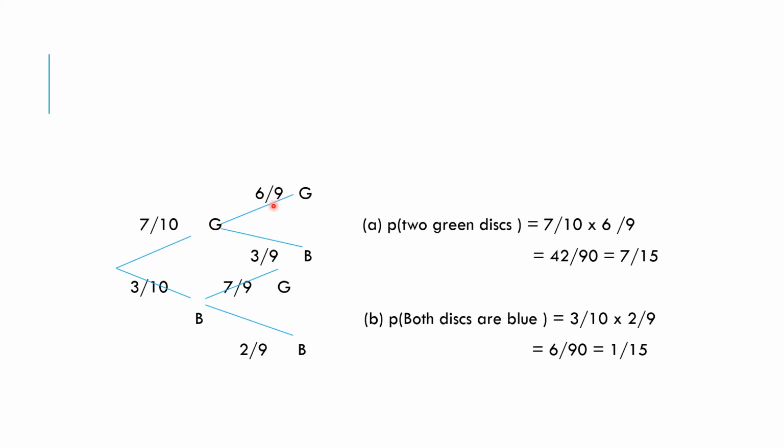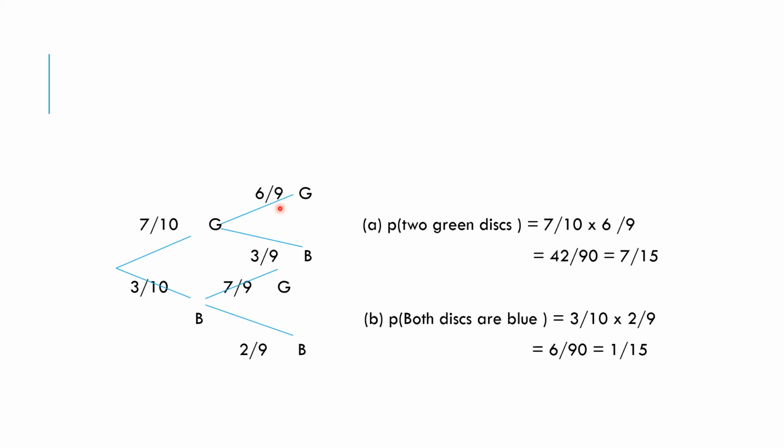Probability of green disc is 6 by 9. Probability of green is 7 by 10. Probability of blue is 3 by 9. Probability of blue is 3 by 10. Probability of green is 7 by 9. So probability of 2 green discs is 7 by 10 into 6 by 9.